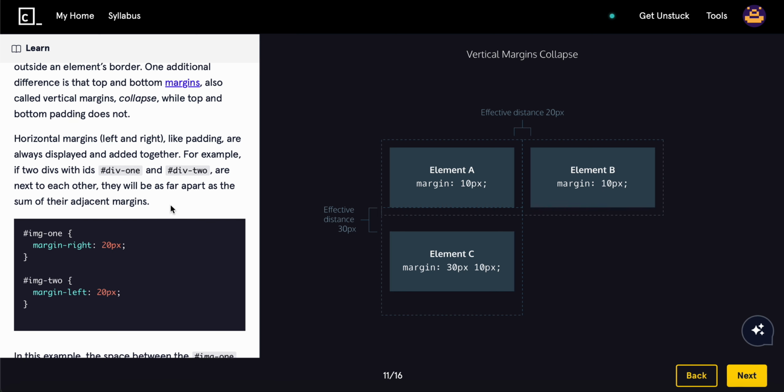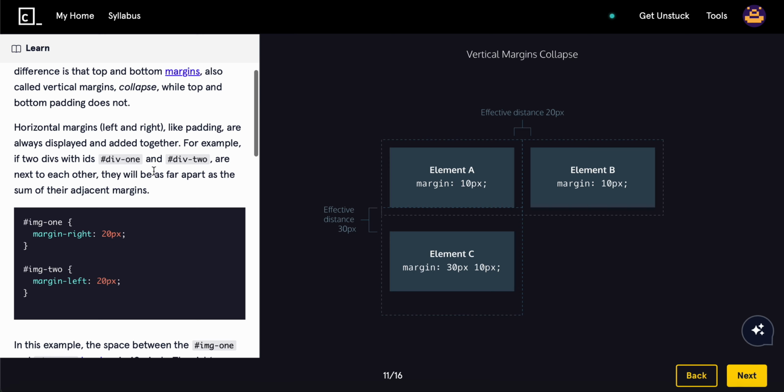So what this means is horizontal margins, left and right, like padding, are always displayed together and added together as well. For example, if two divs with IDs div1 and div2 are next to each other, they'll be as far apart as the sum of their adjacent margins.